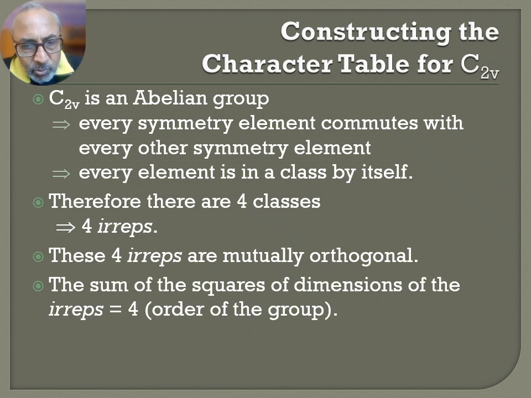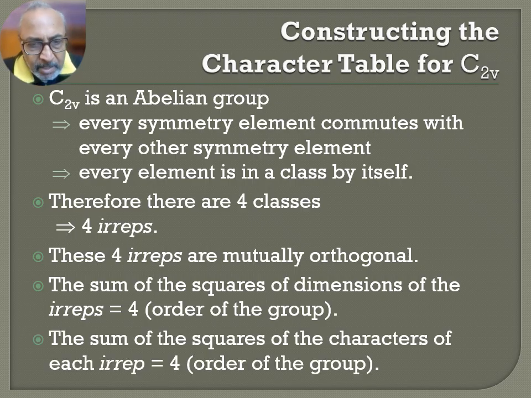And the sum of the squares of the dimensions of the irreducible representations is equal to 4, the order of the group, again from the great orthogonality theorem. So there are 4 irreducible representations, and the sum of the squares of their dimensions is equal to 4, which means that each irreducible representation has to have dimension 1. And finally, the sum of the squares of the characters of each irreducible representation is also equal to 4, the order of the group.